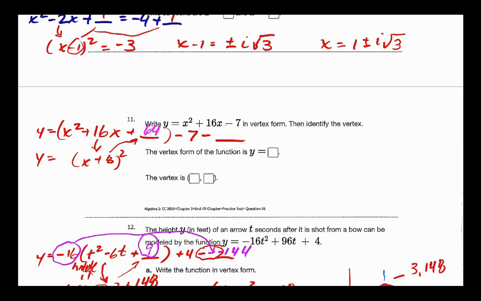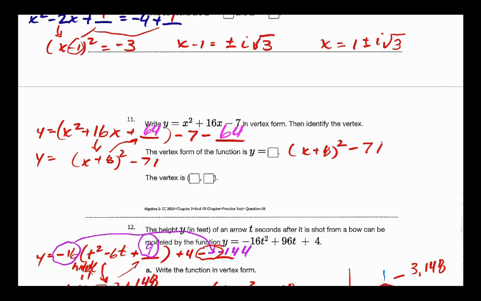And then I'll put 64 over here. So then I'll have x plus 8 squared equals, and not equals, negative 7 minus 64. So negative 7 minus 64 will give us negative 71. So that's our vertex form: x plus 8 quantity squared minus 71.